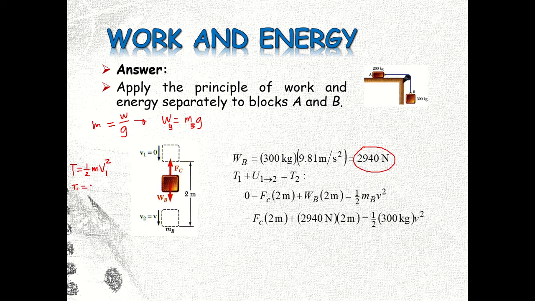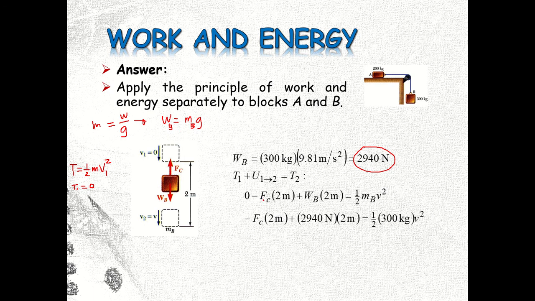So that's why we have here our T1 equal to 0. Okay? Then work from block B, because of the weight of the mass of the block B. So from 1 to 2, we have Fc, no? This is Fc. Going to this one, this is the tension caused by the weight of this block B. So Fc going in this direction.